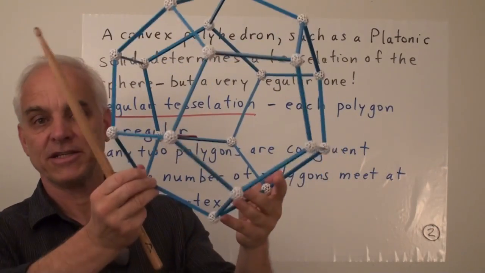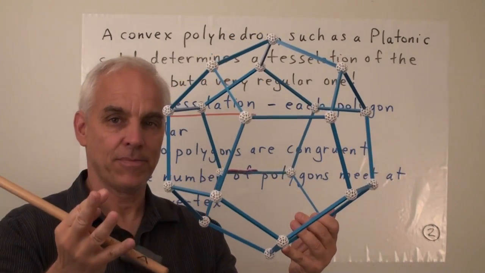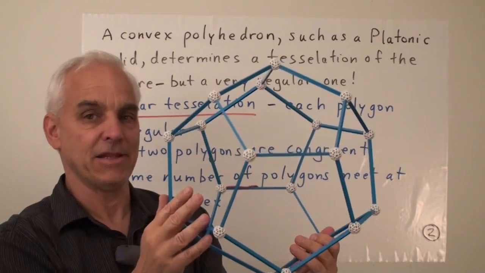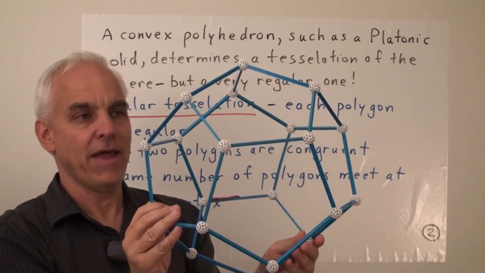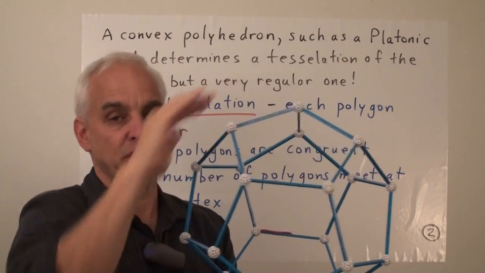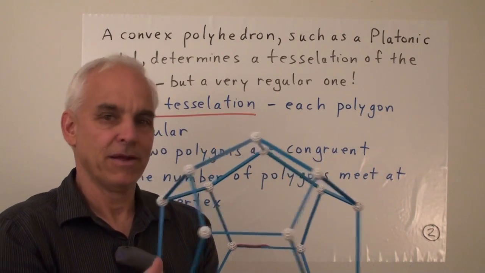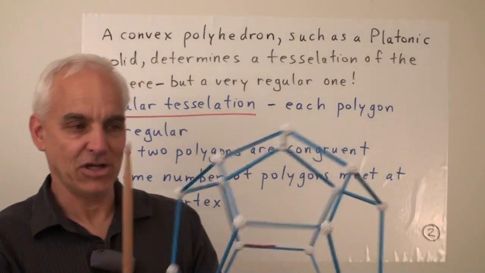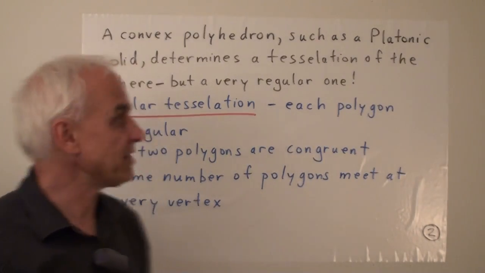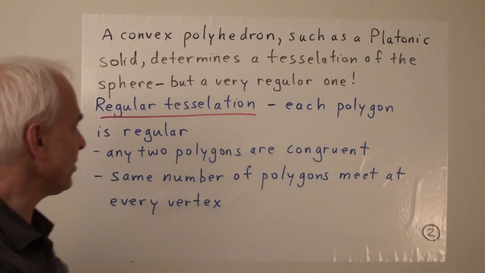Now if we have a convex polyhedron, for example a Platonic solid, then that determines a tessellation of the sphere. We can imagine having a sphere which is more or less containing the points of our Platonic solid, and then instead of having these planar rectangular figures, the corresponding portions of the sphere are going to be these spherical polygons. Right? And that will form a spherical tessellation of the sphere. But it's a rather special one. It's a very regular tessellation because of the high degree of symmetry of the Platonic solids.